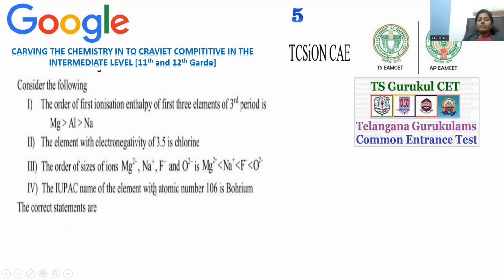The IUPAC name of the element with atomic number 106 is borium. 106 element borium or not, we have to check it out. So this is about the data we got. From this, we need to identify which are correct.